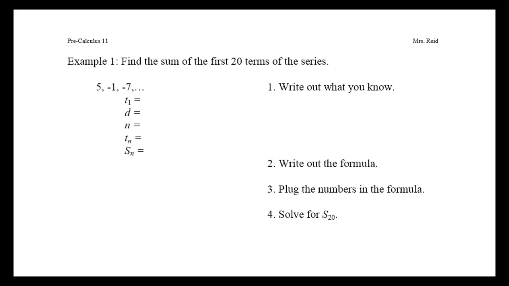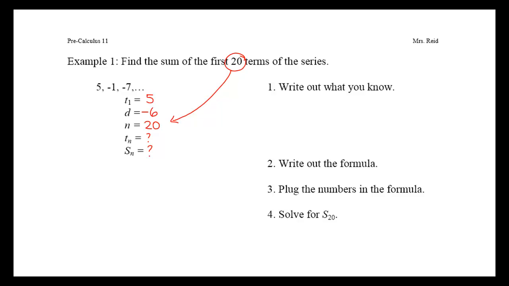Example 1, find the sum of the first 20 terms of this series. So I always write out what I know first. The first term, T1, is 5, so the value of that term is 5. The common difference, the difference between 5 and -1, and then 1 and -7, is -6. So we're going down, we're subtracting 6. My n is 20 because it's the first 20 terms. Tn is my last term, so I don't know what that is. And my Sn, I also don't know.